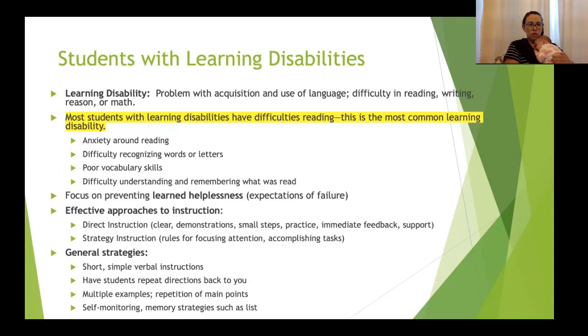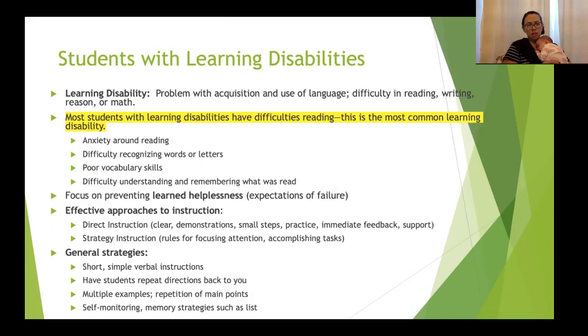So, students with learning disabilities. A learning disability is a problem with an acquisition in use of language, difficulty in reading, writing, reasoning, or math. Difficulties in reading is the most common learning disability. This can be anxiety around reading, difficulty recognizing words or letters, poor vocabulary skills, difficulty understanding and remembering what was read. That's problems decoding. These students will have a hard time understanding what they're reading because they're reading too slow because it's taking them so long to read the words.